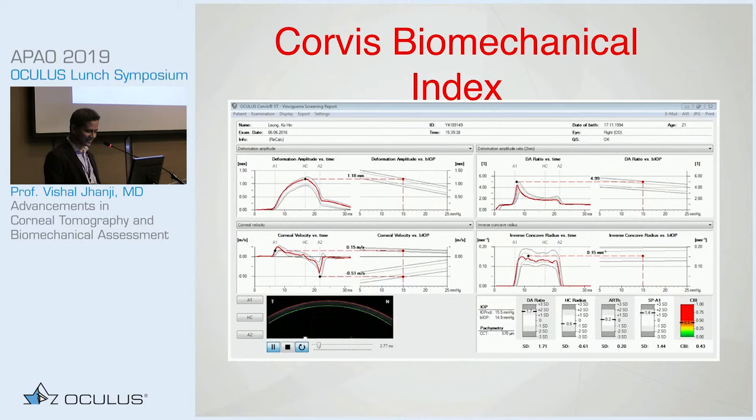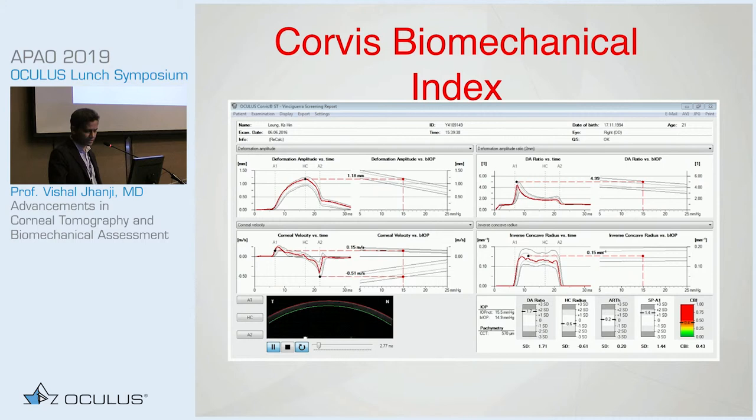DA ratio, the highest concavity radius, Ambrosio relational thickness, and the stiffness parameter. The standard deviation of all these parameters are brought to a random forest analysis, and the analysis yields what we label as a single index called CBI, or Corvis Biomechanical Index. A value of more than 0.5 means the case is suspicious. It's not a normal cornea. It's a cornea which probably has jeopardized biomechanical properties.